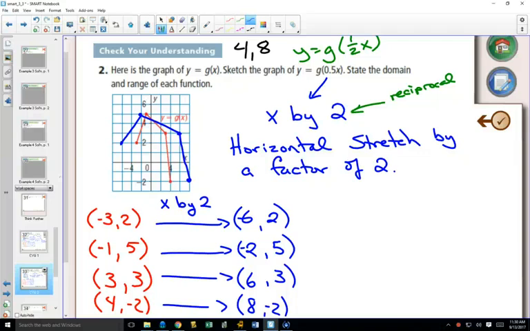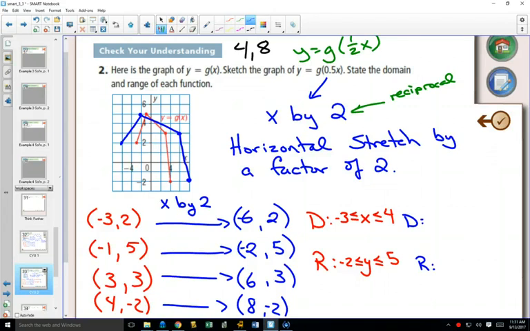So again, to color code things, I'm going to do the domain and range of the original graph that was red, and then do the domain and range of the new graph. I'll use set notation this time. So if we think, what is the smallest x value on the red graph? It starts at -3, less than or equal to x, less than or equal to, and the largest value of x is 4. For the range, the smallest value of y is -2, less than or equal to y, less than or equal to 5.